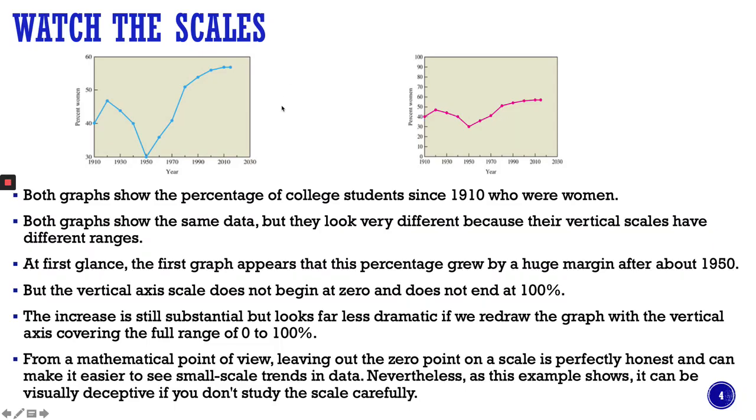The increase is still substantial, but looks far less dramatic if we redraw the graph with a vertical axis covering the full range from 0 to 100%. That's one of the very common things that they will do, is to just not set it at 0. From a mathematical point of view, leaving out the 0 point on a scale is perfectly honest and can make it easier to see small scale trends in data. Nevertheless, as this example shows, it can be visually deceptive if you don't study the scale carefully.